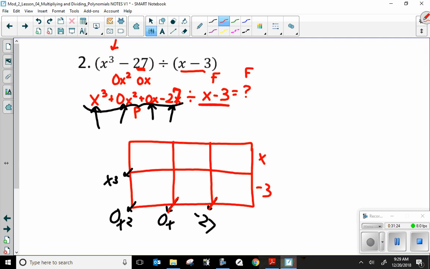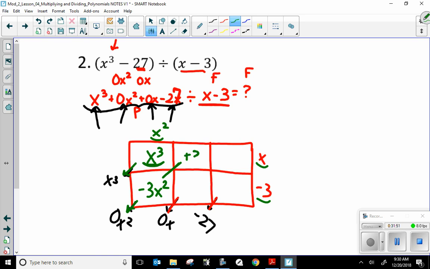So I'm going to have 3 terms on top. All right? So let's do this. X cubed is what has to output here. So how do I get this product of x cubed? I multiply x times x squared. Now I can multiply x squared times negative 3, get negative 3x squared. These two should add to 0, okay? So a positive 3x squared and negative 3x squared add to 0.